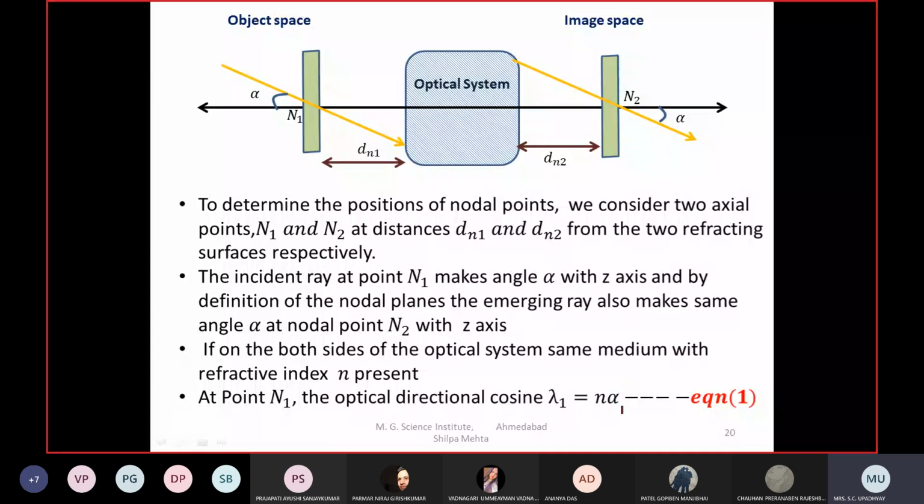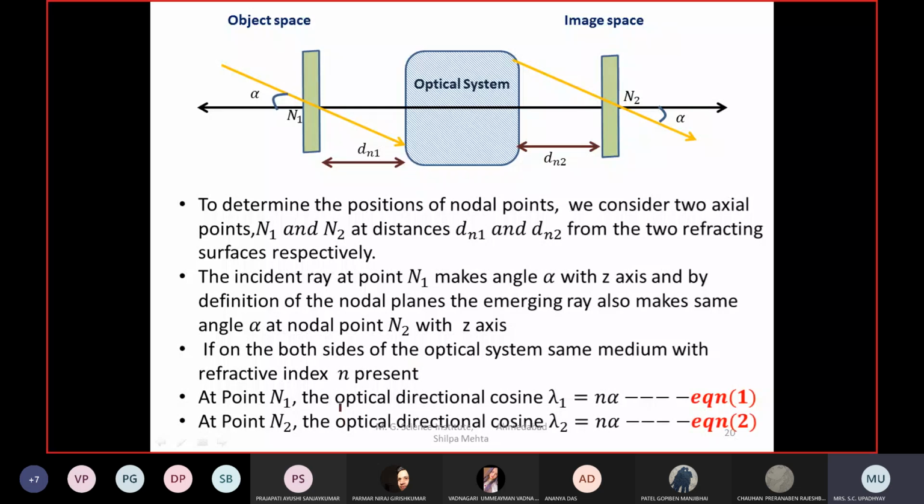n into alpha. We call this equation number 1. The nodal point n1 is represented by lambda 1, and its value is equal to n into alpha. Similarly at point n2, what kind of points are both? Axial points, lying on the x axis, and what angle do they make with the z axis? Alpha angle. So at n2 the optical directional cosine lambda 2 is equal to n into alpha.